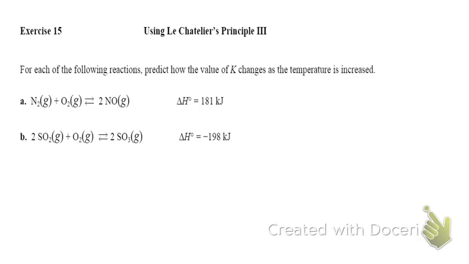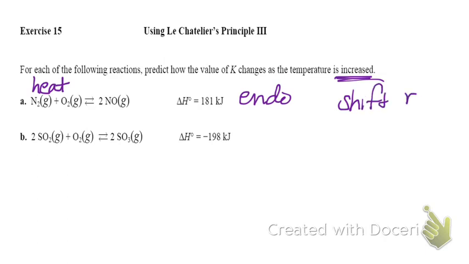So in this first one, we have what kind of reaction? Endo. So heat is over here. If I increase the temperature, which way would it shift? Away from it, which would be to the right. But that's not what it's asking. It says the value of K changes as the temperature increases. K increases. Why? Because if you're making more products, your numerator is now larger, so that would be a bigger K, because it's products over reactants.